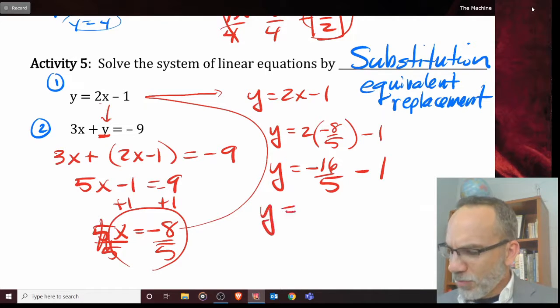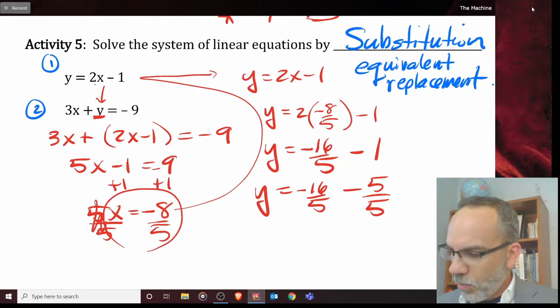So y is equal to negative 16 fifths minus how many fifths? Because the denominator has to be the same. 5. So y then is equal to negative 21 fifths.